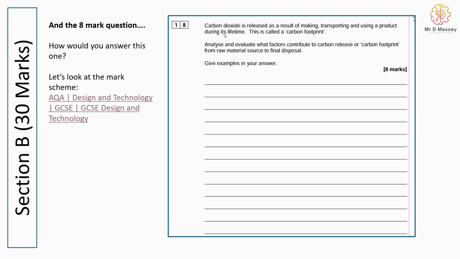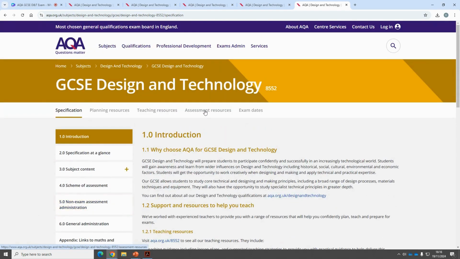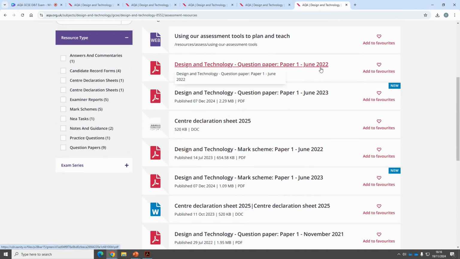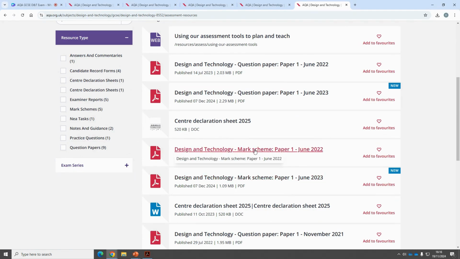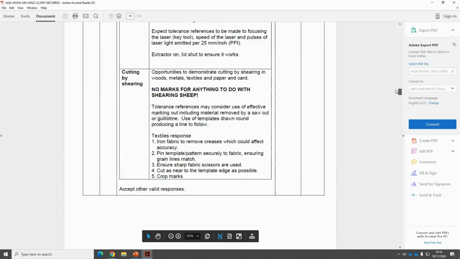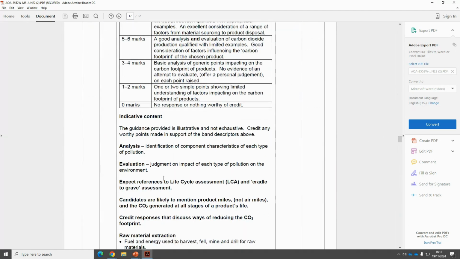But in terms of revision, you might find it useful to look at the mark scheme. This is question 18 of the 2022 paper. Let's go back to the AQA website. Before, we were looking at the specification page. If we move over to the assessment resources page, we can go down, and here are some of the exam papers. There's a 22 exam paper, 23 exam paper, 22 mark scheme, 23 mark scheme. Then you've got your filter on the left-hand side here. If I go into the 2022 mark scheme, here it is. It was question 18. Scroll down to question 18.